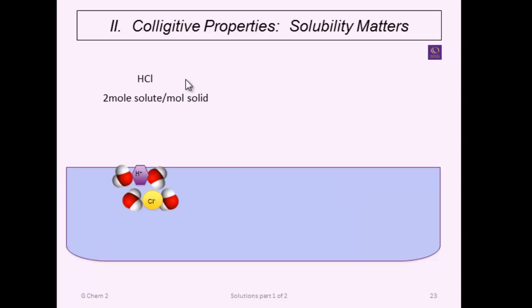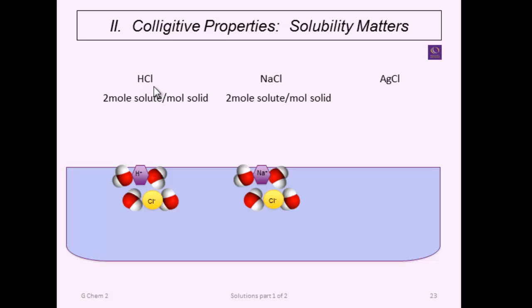So here's HCl, 2 moles of solute per mole of solid. Here's sodium chloride, same thing, 2 moles of solute per mole of solid. They're both very soluble, so in all colligative properties, these are equivalent. But here's silver chloride, 2 moles of solute per mole of solid. But silver chloride, as you may remember from your solubility rules, is insoluble. So when you dissolve it, it stays together, and you don't have free ions, and they are not interacting with the water. So it has no effect on the colligative properties, except for what little bit dissociates.